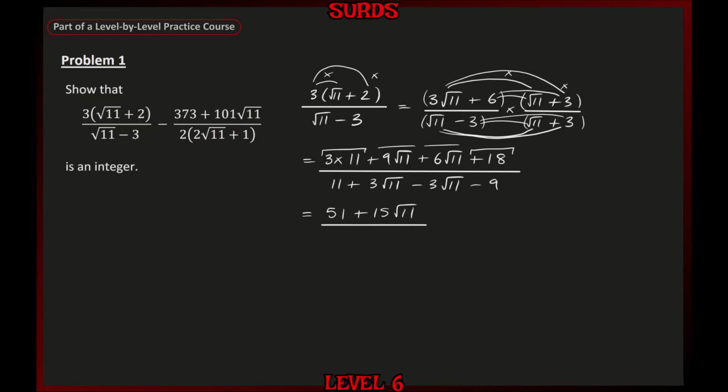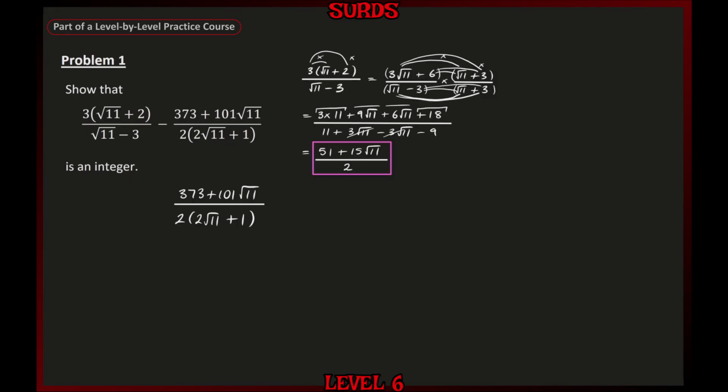Moving on to the denominator, the 3 root 11 and the minus 3 root 11 are going to cancel out as expected. So we're just left with 11 minus 9, which is 2. Now since 51 and 15 can't be divided by 2, this is simplified and is equivalent to our first fraction. If we now focus on the second fraction, we're going to do something similar.